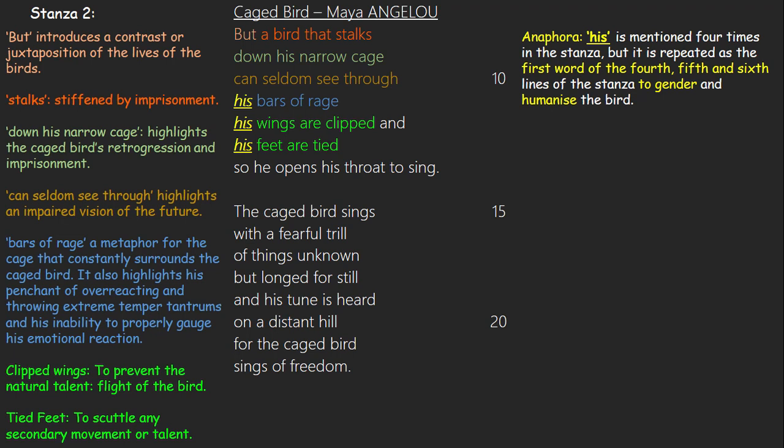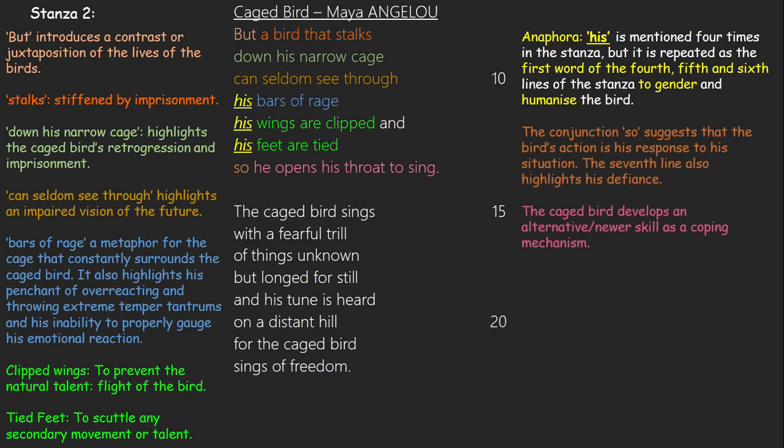And then secondly, it also humanizes the bird, to create the impression to the reader that we are not talking about just a bird here, but we are talking about a human being. Angelou uses the metaphor of a bird to present this very vividly. But she wants the reader to realize that she's not talking about an "it", but she's talking about something that has feelings and is a human being just like the reader.